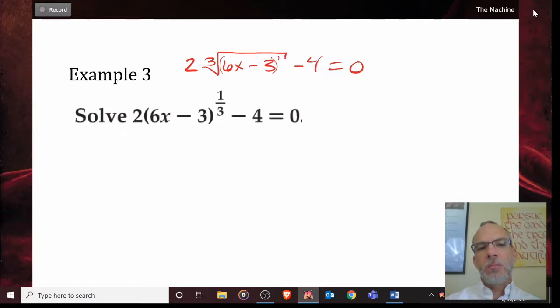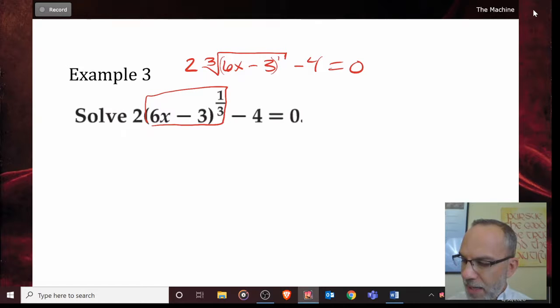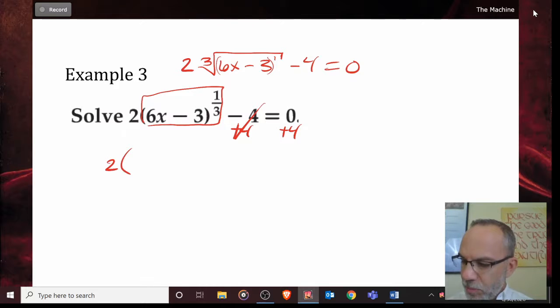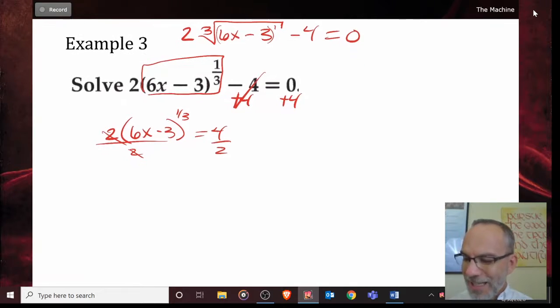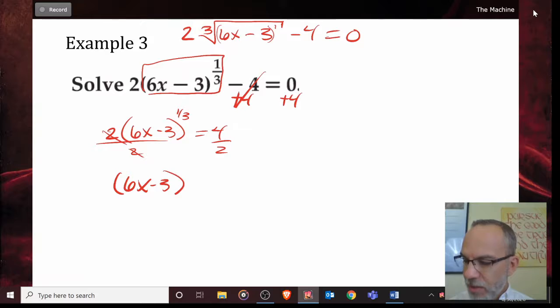So again, same process. I only see one variable, so let me isolate the radical. And there is a radical here. I want to isolate the fractional group right there. I'll do that by adding 4 to the right and adding 4 to the left. This cancels. So I get 2 times the group of 6x minus 3 to the 1/3 is equal to 4. Divide this side by 2, divide that side by 2. You got to do those things first. Don't try to cube both sides to undo the exponent until you isolate the exponent. And so then the exponent package becomes 6x minus 3 to the 1/3 is equal to 2.